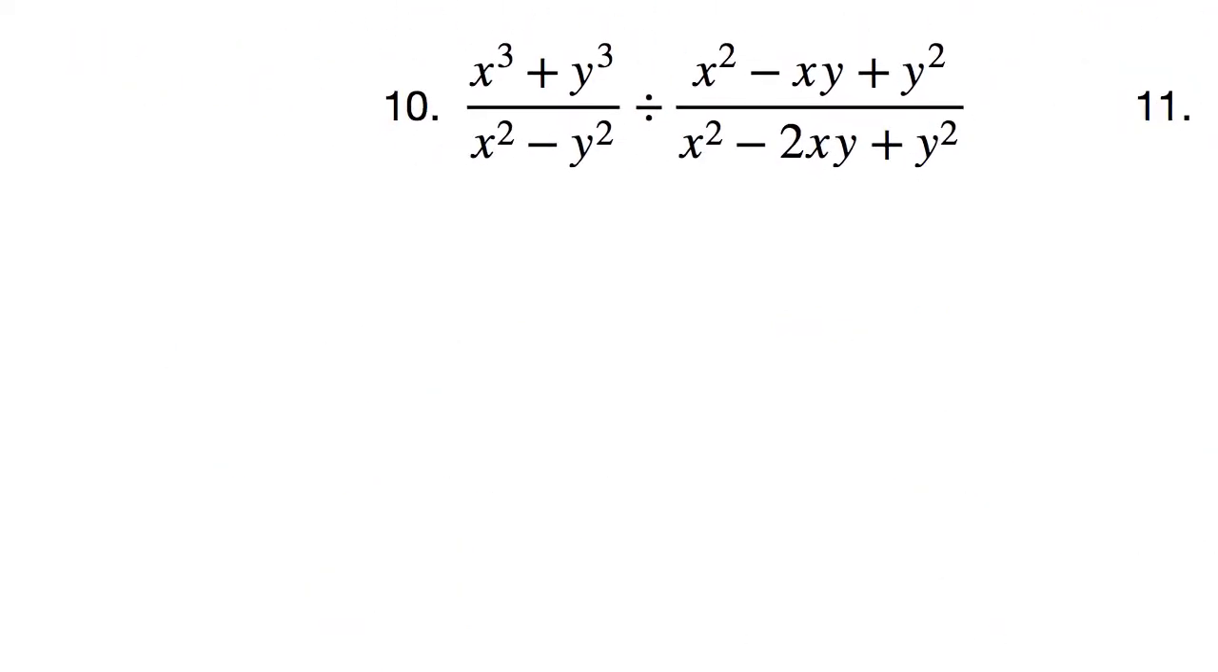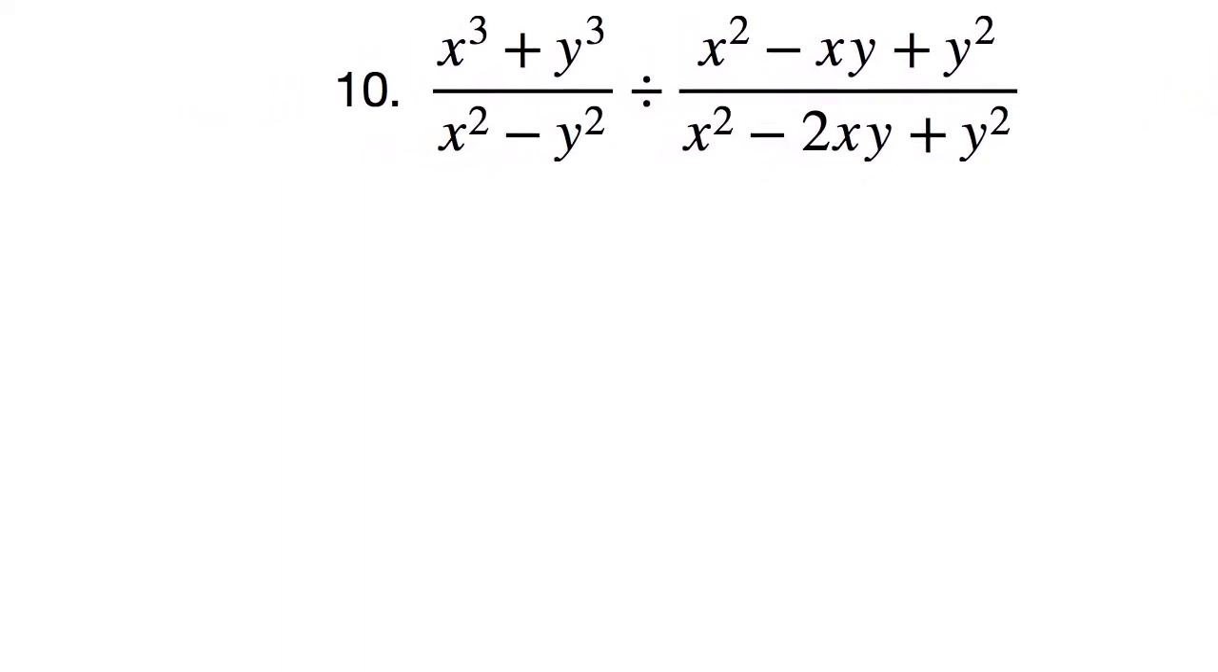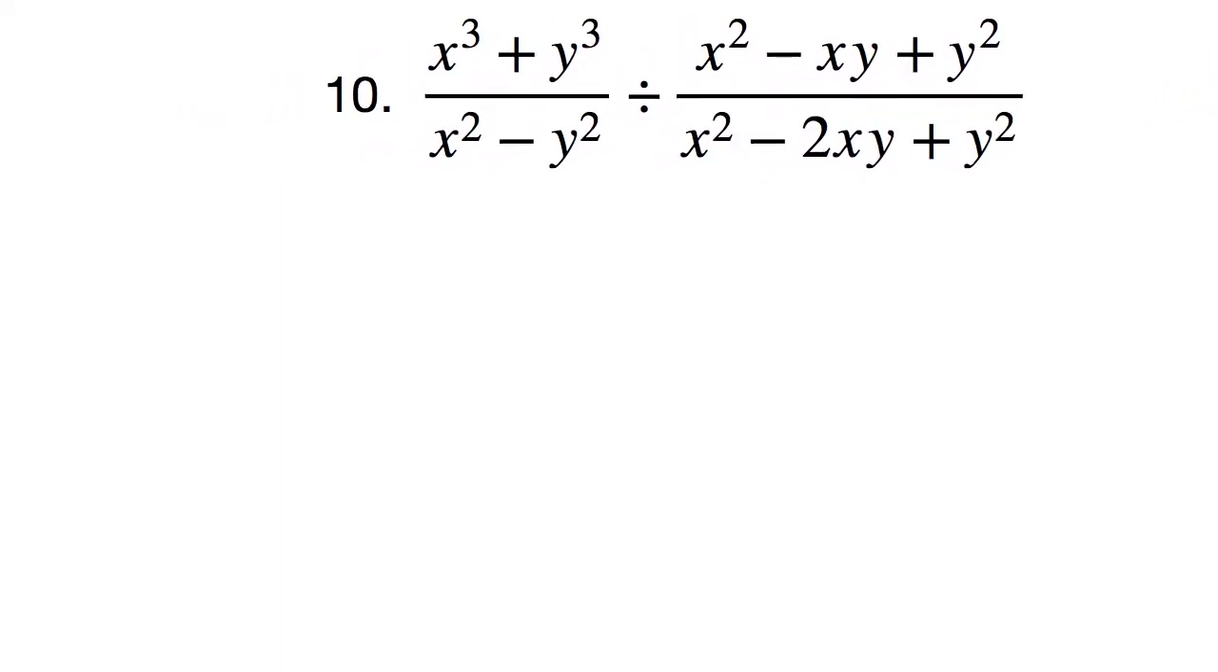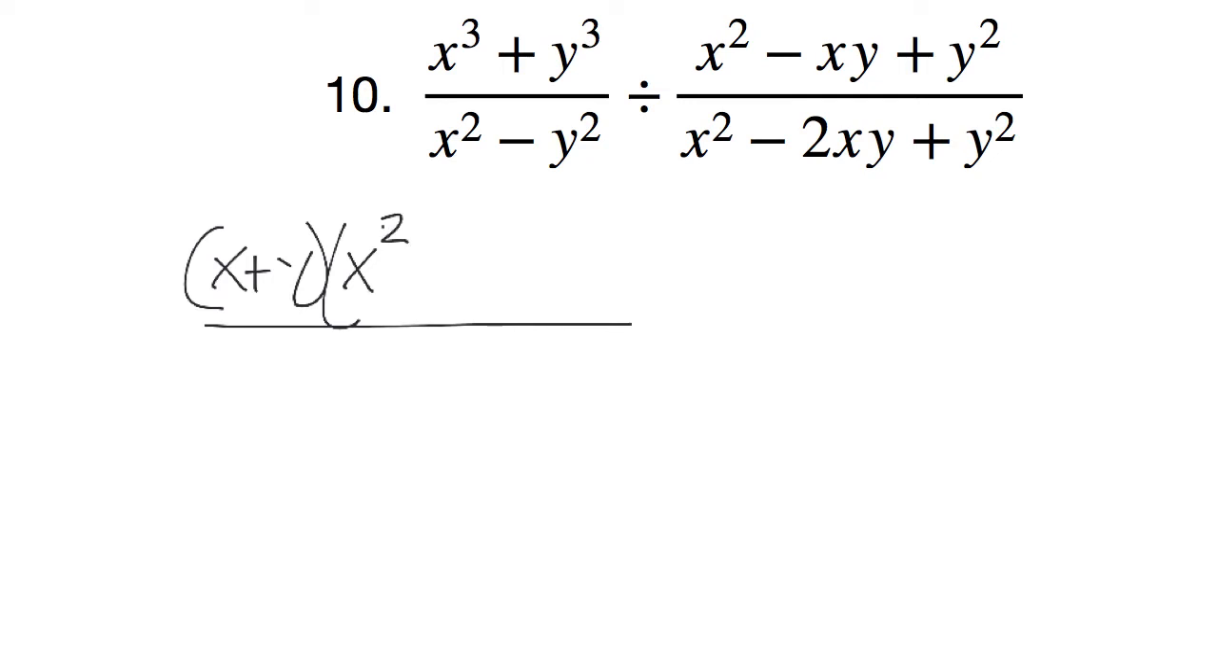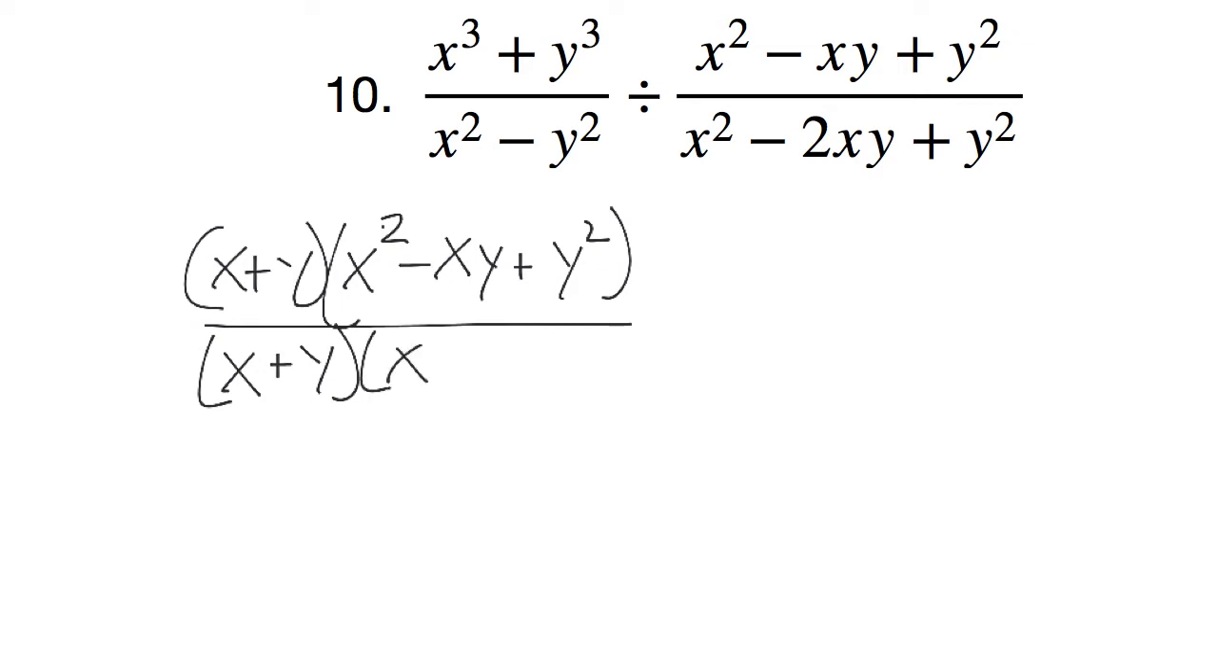Alright, let's rock this thing. Let's go. Let's factor this. Yikes, so much factoring we've got to do. Alright, we can do this. We've got x plus y on the top, and that factors into x squared minus xy plus y squared. Factoring the denominator, we get x plus y, x minus y, times.